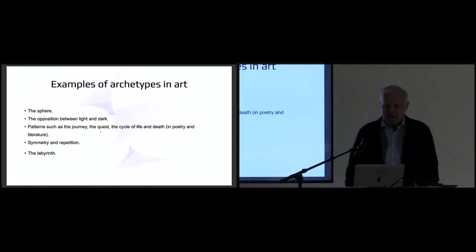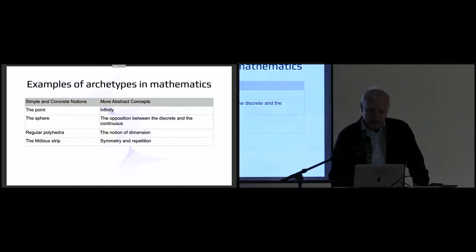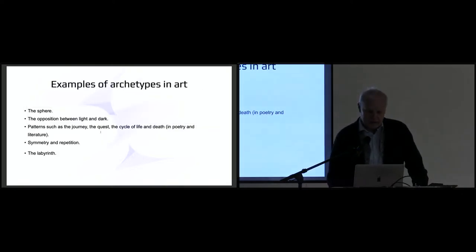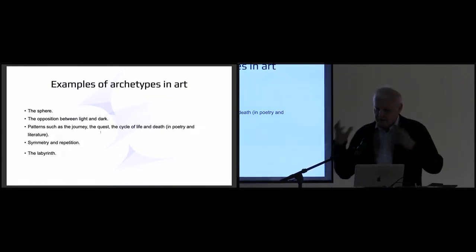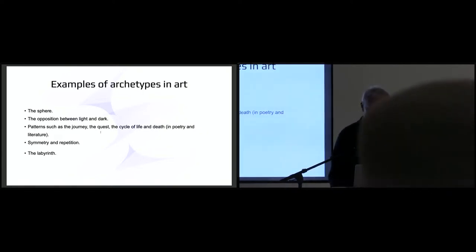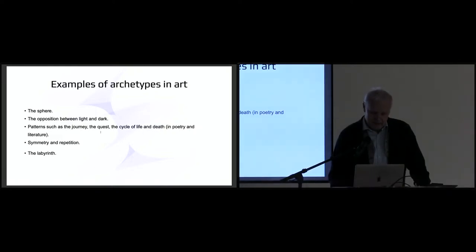A few examples of archetypes in art. Before we have the sphere, and I put the sphere again, you will understand maybe why. Something like the opposition between light and dark. Some patterns, such as the journey, the quest, the eternal cycle of life and death in poetry and literature. The symmetry and repetition that you see in mathematics and also in art. And the labyrinth, for instance, would be an archetype in my mind if you think of Kafka, The Castle, and this kind of novel. This representation of the complexity of the world could be seen as an archetype, probably.